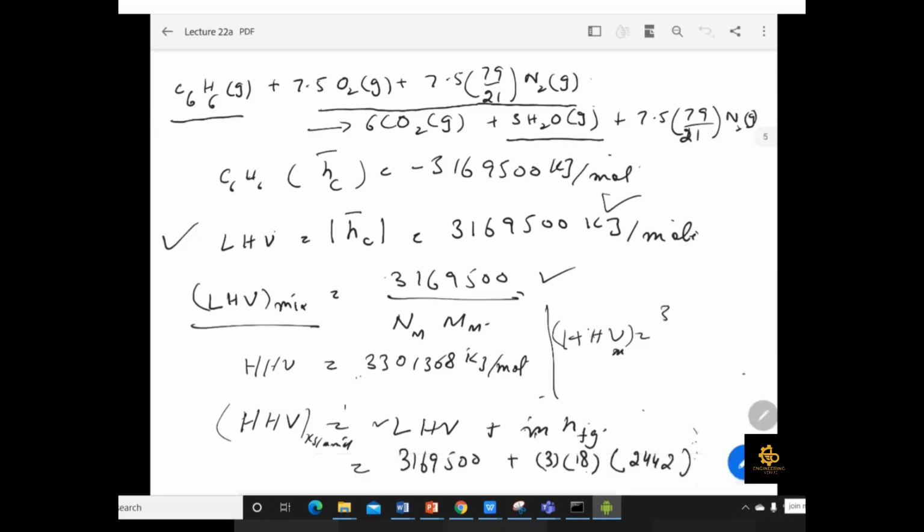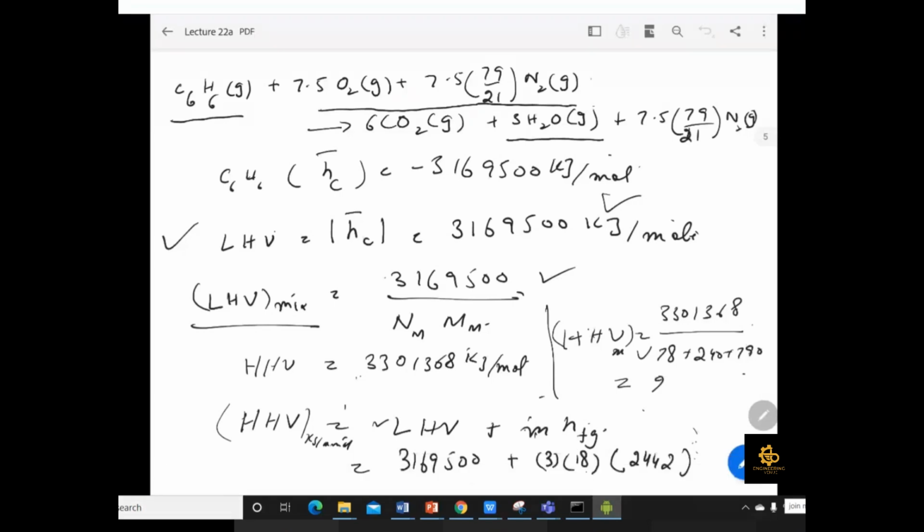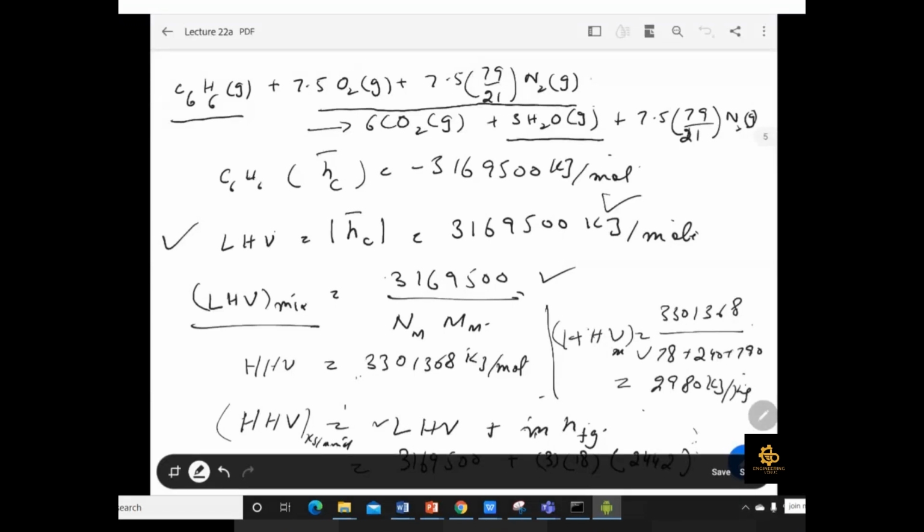For example, this will be equal to 3301368 divided by 78 plus 240 plus 790. You have to verify by yourself whether this is true or not. 78 plus 240 plus 790, and this will be equal to 2980 kilojoule per kg for the higher heating value of the mixture. So this is the solution for this type of problem. If you have any question, you can ask me, and then we will move to the next topic.